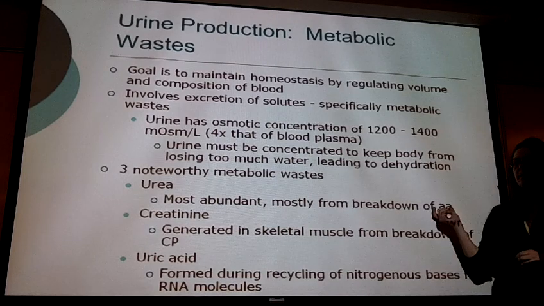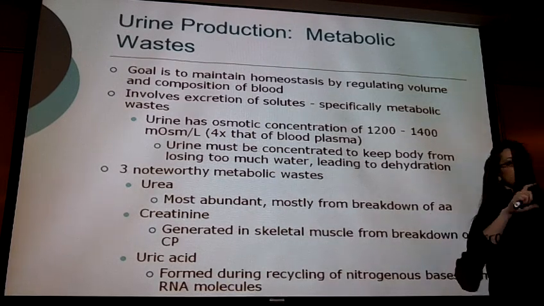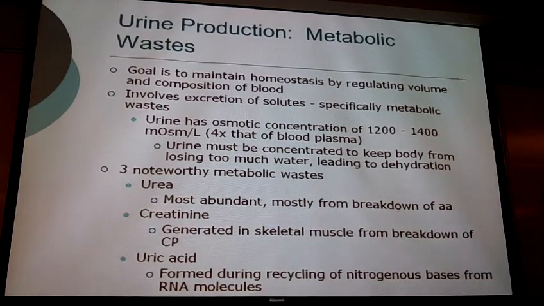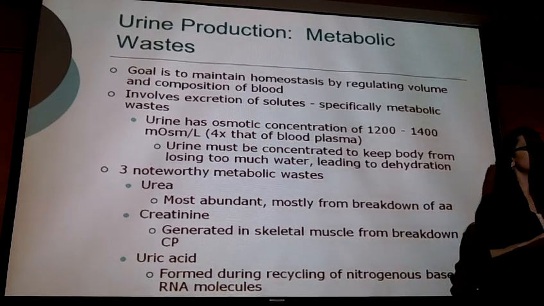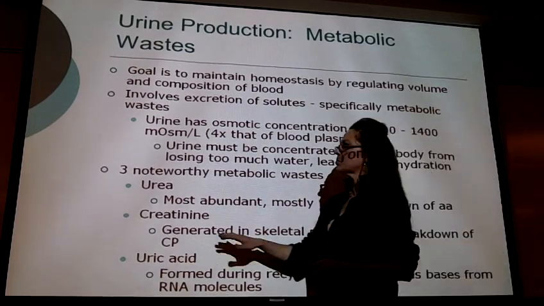Or our liver can take one amino acid and break it down and turn it into another amino acid. Or our liver can take an amino acid and break it down and turn it into glucose or into fats. So anytime that happens, urea is produced, and we've got to get rid of it.